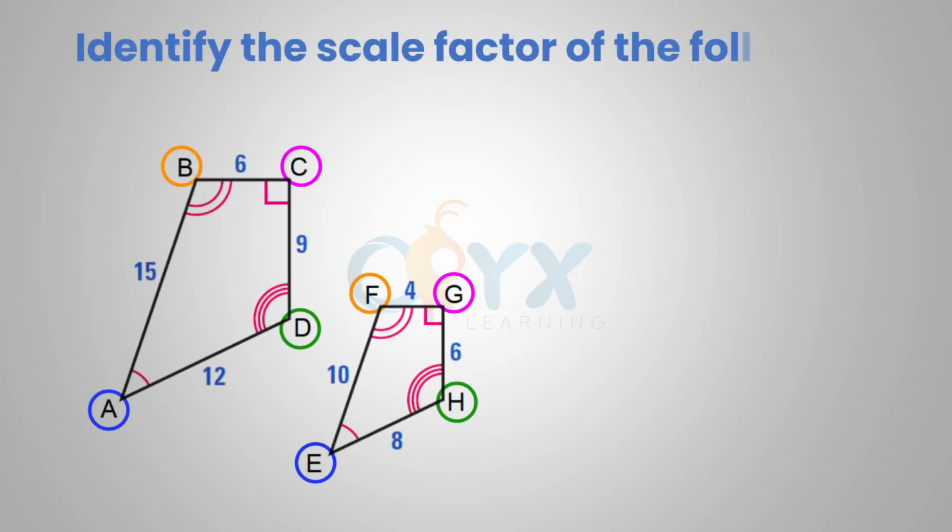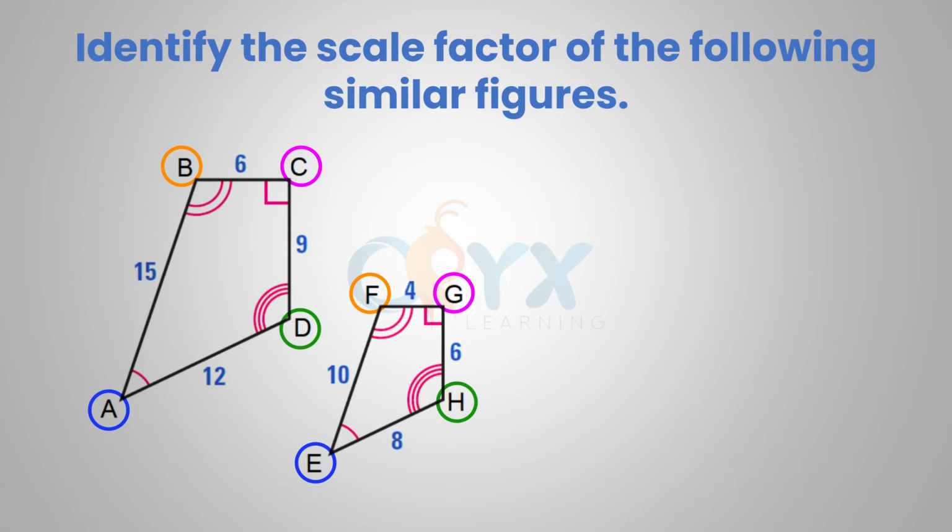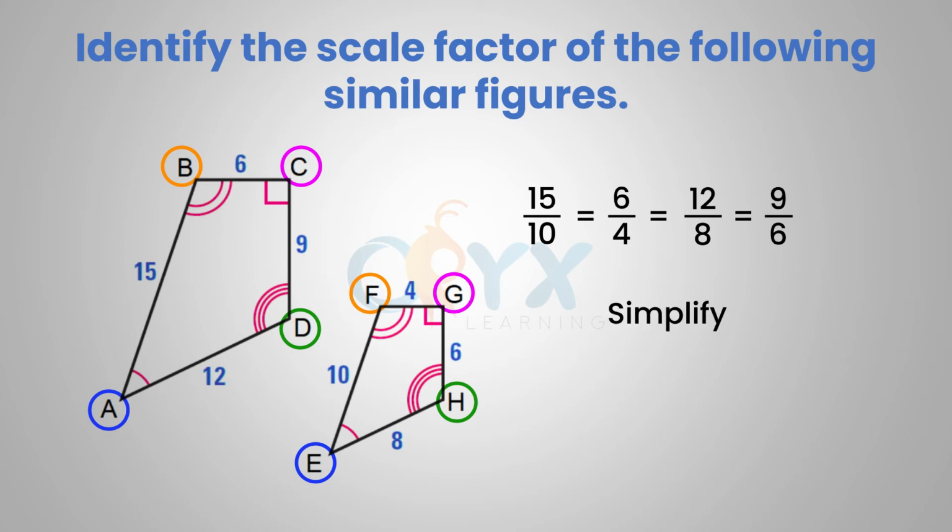Identify the scale factor of the following similar figures. Looking at the sides of the figure, we can compare 15 and 10, 6 and 4, 12 and 8, and 9 and 6. Setting up the proportion 15 over 10, 6 over 4, 12 over 8, and 9 over 6. If we simplify, we will get that they all simplify down to 3 over 2. So they have a scale factor of 3 over 2.